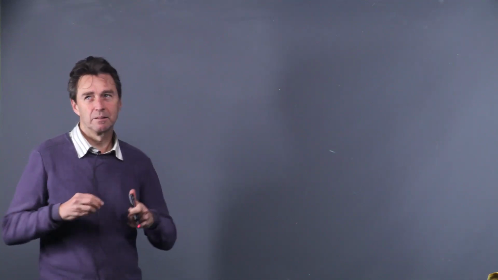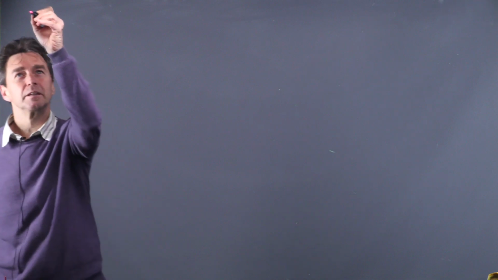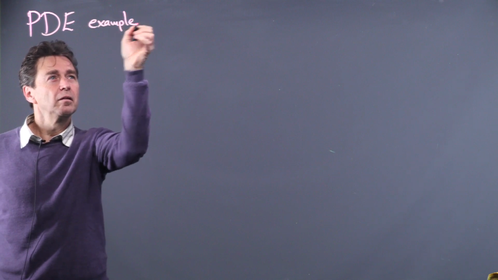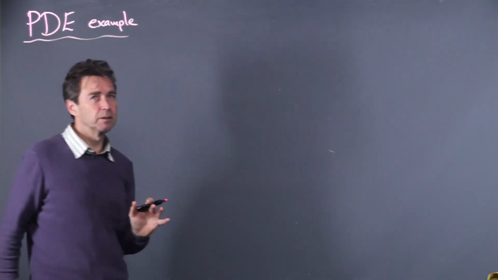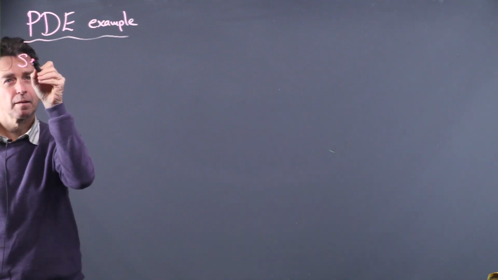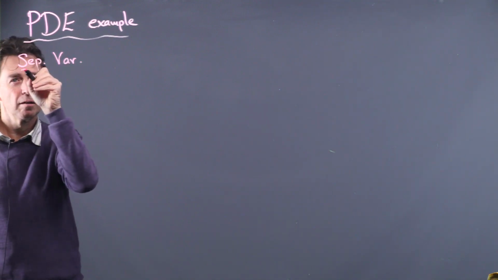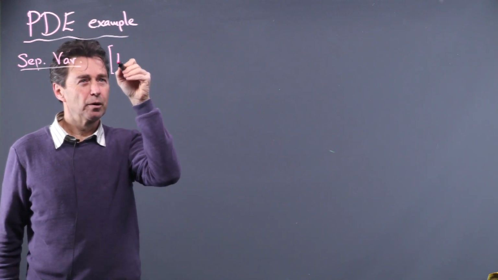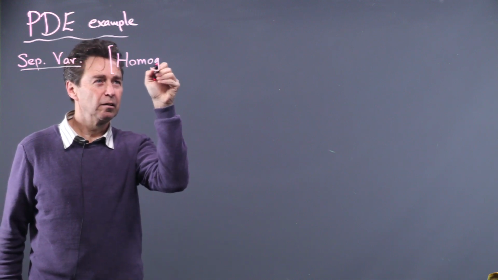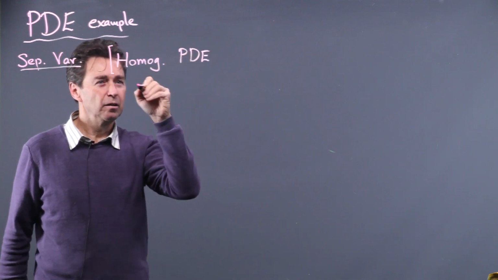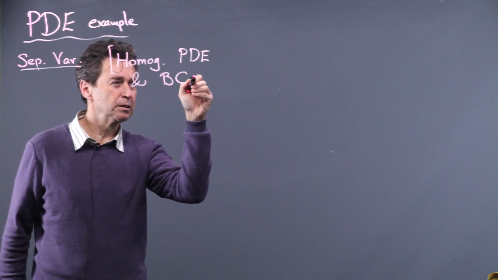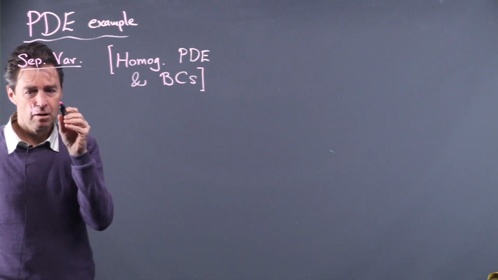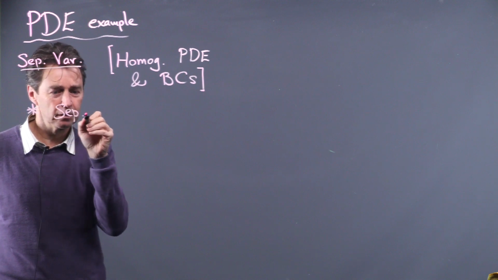Okay, so I'm going to go through a PDE example today. All right, so to do this I'm going to use the method of separation of variables. And I remind you that this is a method that works for a homogeneous PDE with homogeneous boundary conditions.